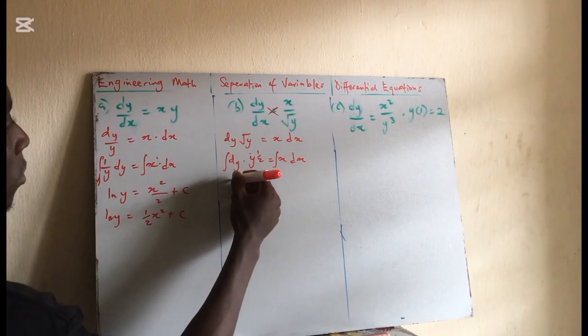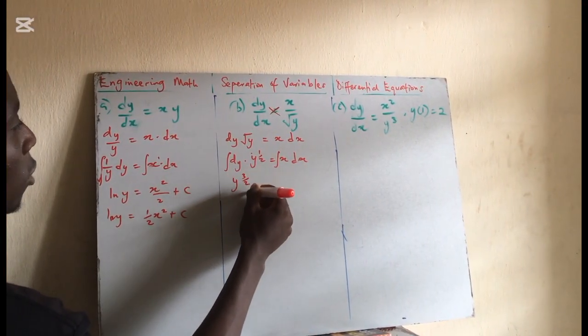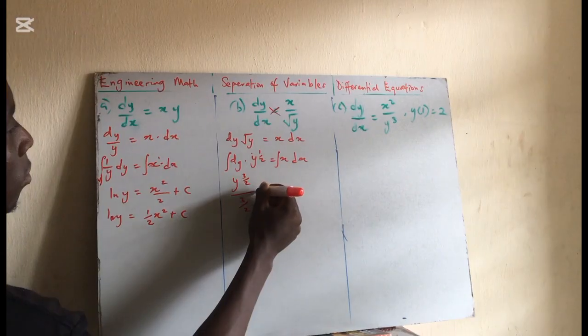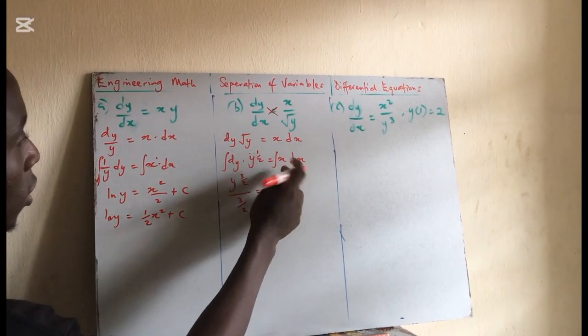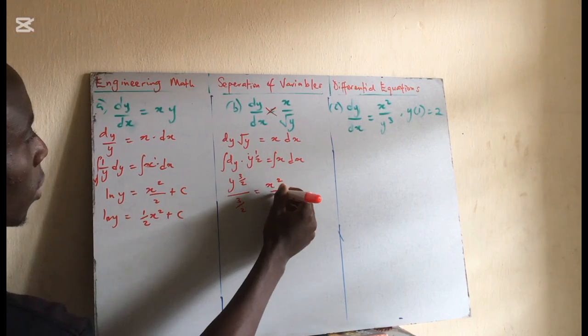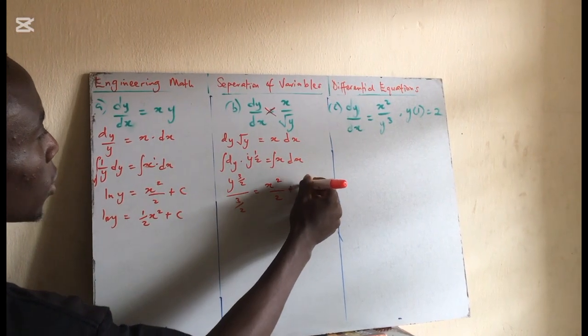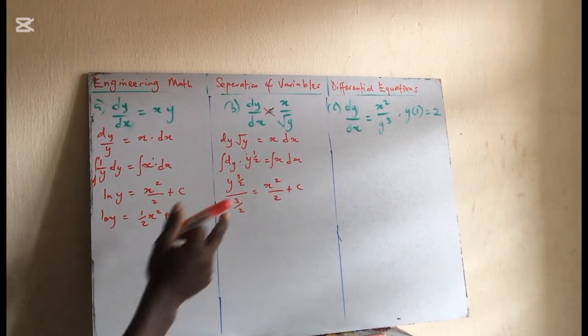So you'll be having y raised to power 3 over 2 over 3 over 2 is equal to x squared over 2 plus c. Remember I told you this, x always carries c.